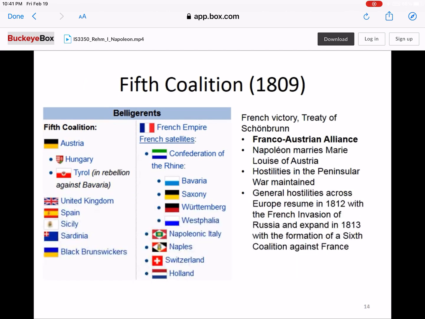The Fifth Coalition, once again, French victory, and this really is when France is at the height of its power. After the Fifth Coalition, the main enemy remains England, but that's about it. There are also the peninsular problems, but the key country fighting France at this point is simply the United Kingdom.